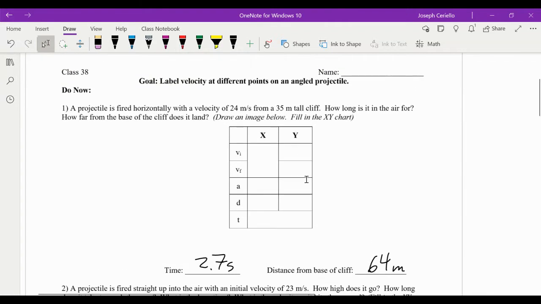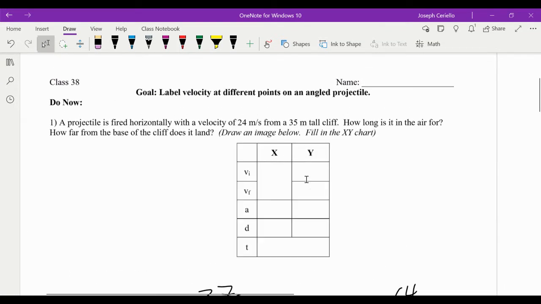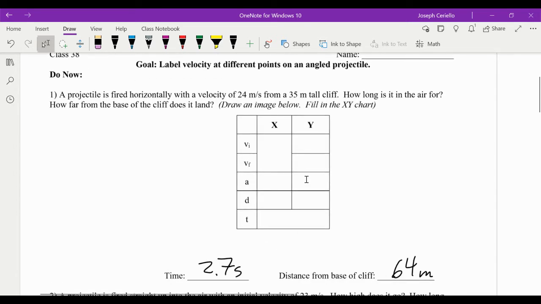Folks, looking at class number 38, our goal is to label the velocity at different points on an angled projectile. So the do now is just kind of review of horizontal projectiles and vertical projectiles. So let's get that done first. So draw a little picture here. So we have a horizontal projectile fired from a cliff.